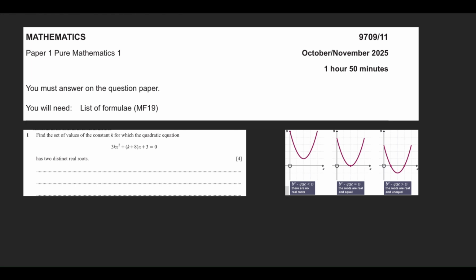Today we are looking at the October-November 2025 A Level 9709/11, Pure Maths Paper 1, and you'll need your MF19, of course. I'm going to start at number 1 directly. This is a question that requires you to remember the concepts of discriminants.